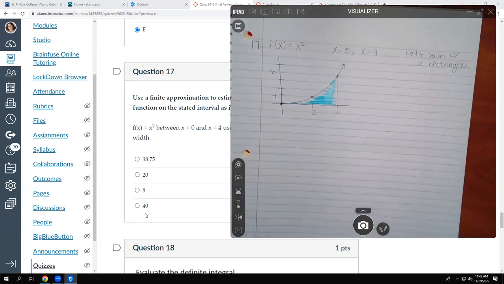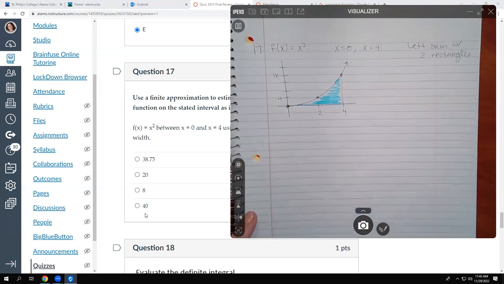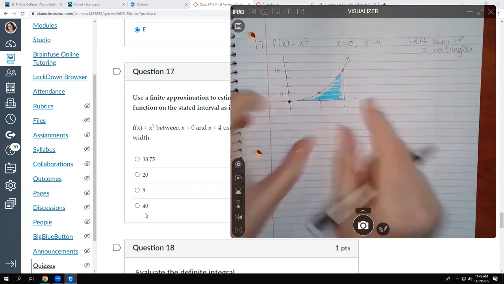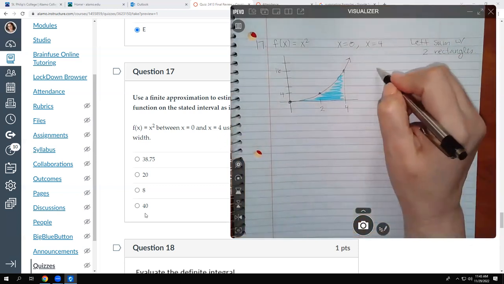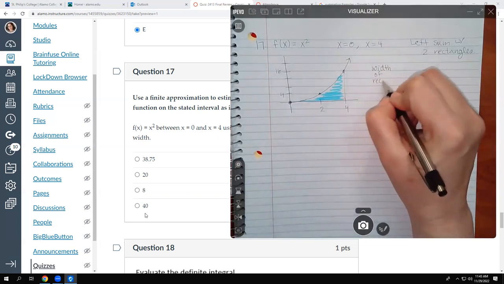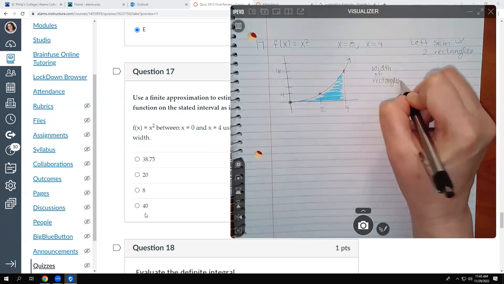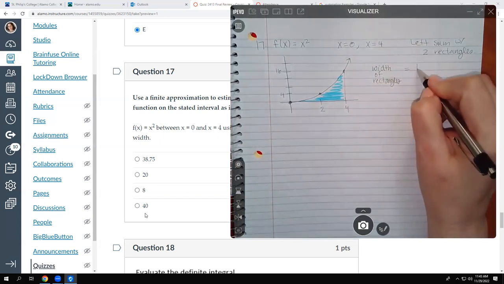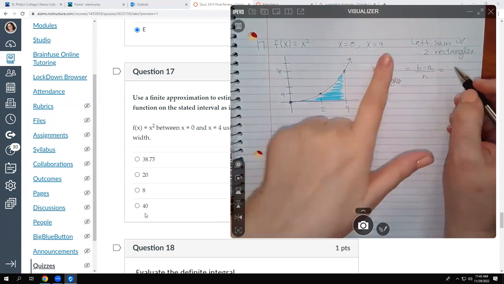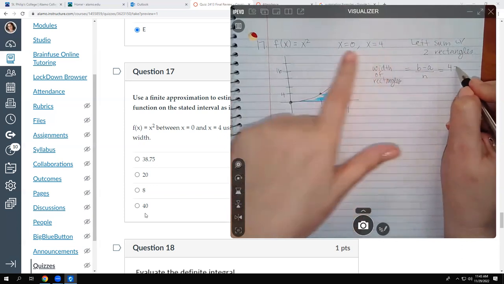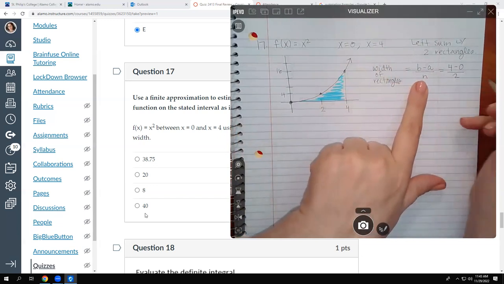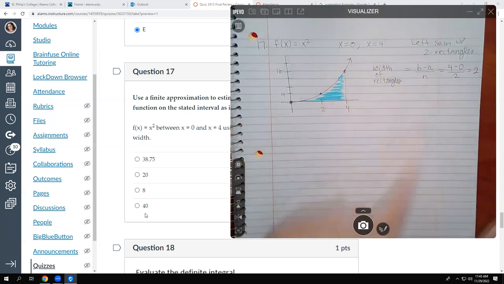Now it did say that I need to use two rectangles. And since I already cut it in half at 2, you can literally see the two rectangles, right? But if you're unsure what the widths need to be, there is a formula. Especially if you're asked to do it with more than two rectangles, it'd be a little bit more complicated. It's B minus A over N. Now, B is this right-hand spot. A is the left-hand x value. And N is the number of rectangles, which is two.